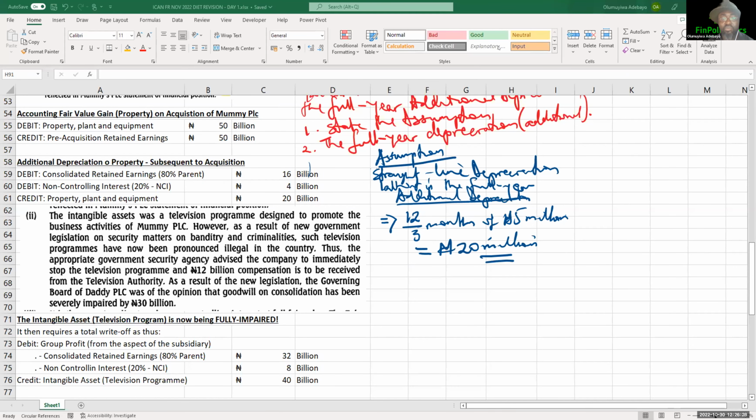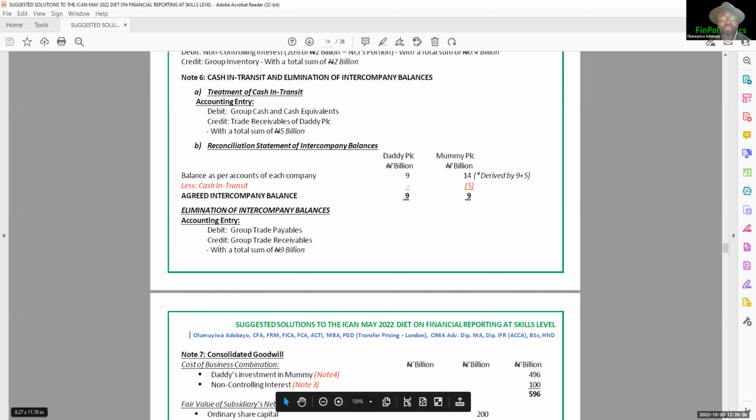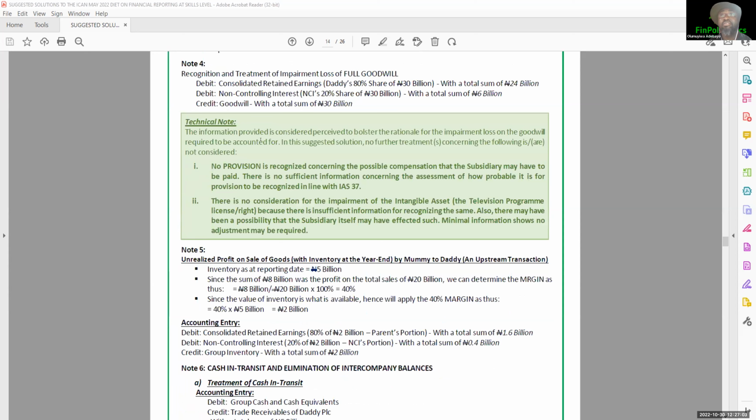Sorry, I think the network tripped off. Okay, can somebody volunteer to read this? I want you to read something here with respect to that information on the treatment of intangible asset as a result of government banning or legislating against views on banditry.